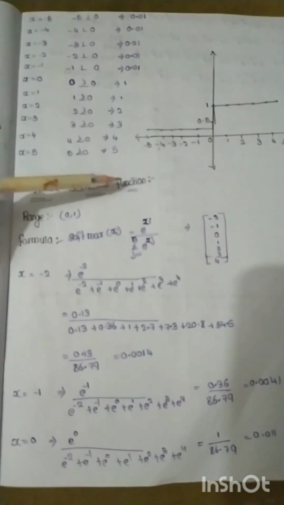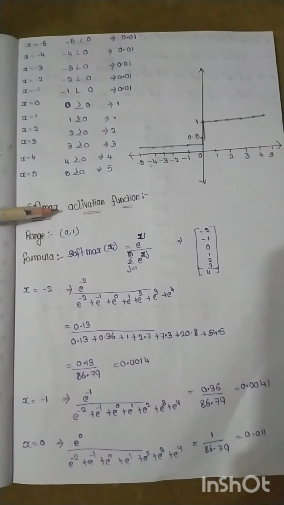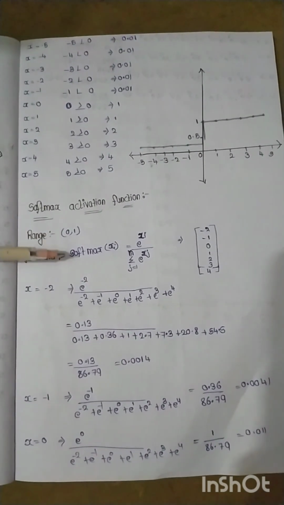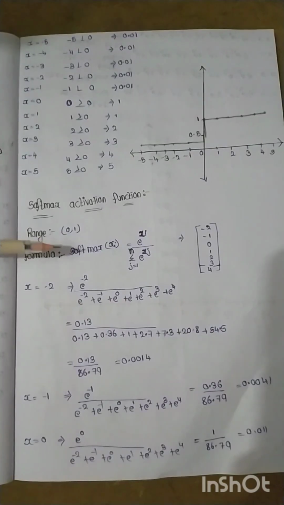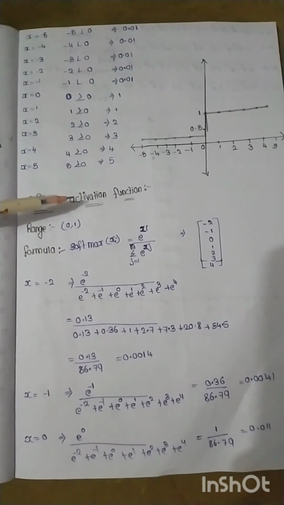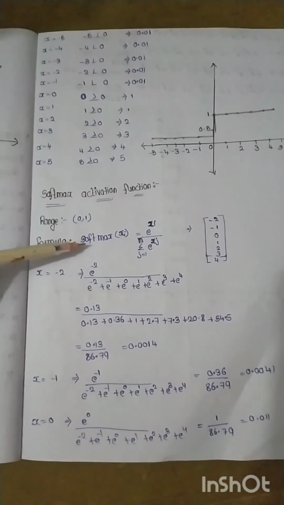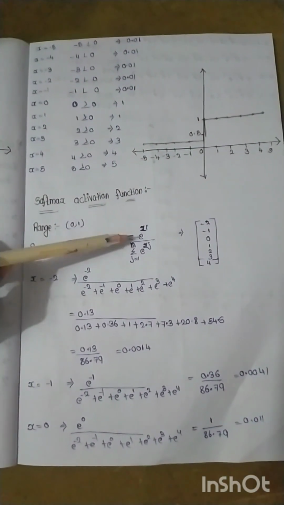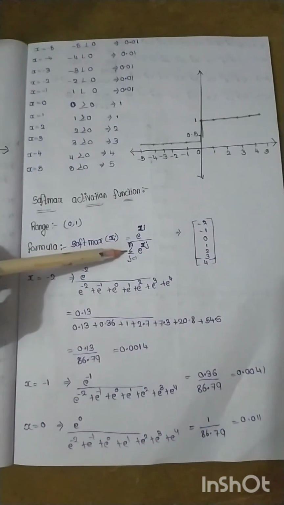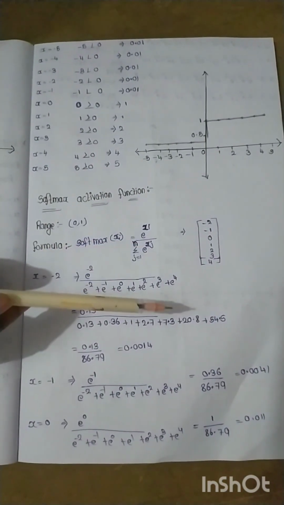And now we talk about what the softmax activation function is. Softmax is used in the output layer of a neural network for multi-class classification, and its range is 0 to 1. The formula for the softmax activation function is e to the power x_i divided by the summation of j equals 1 to n of e to the power x_j.